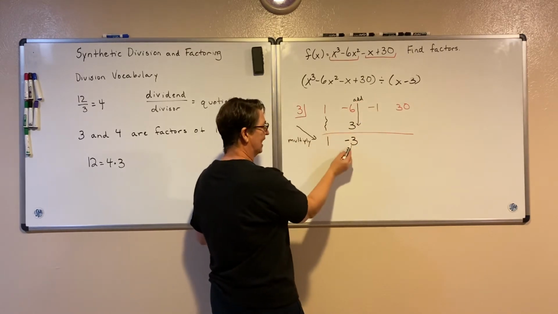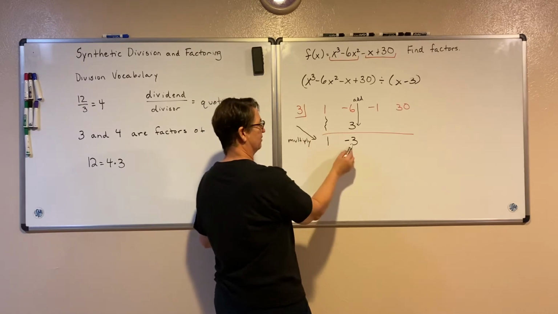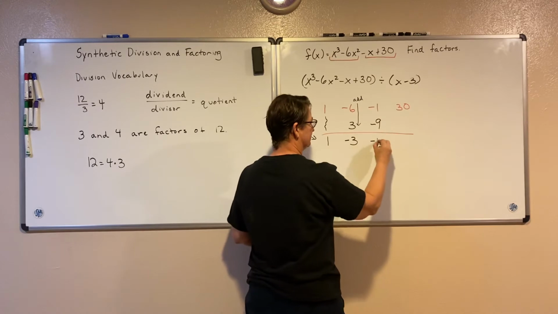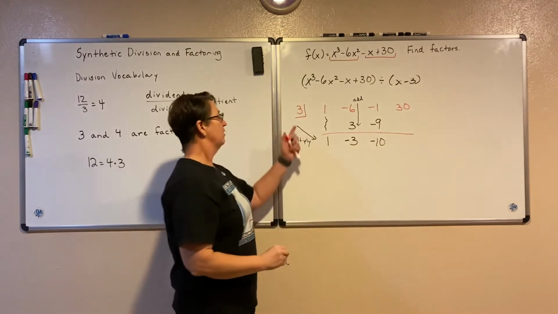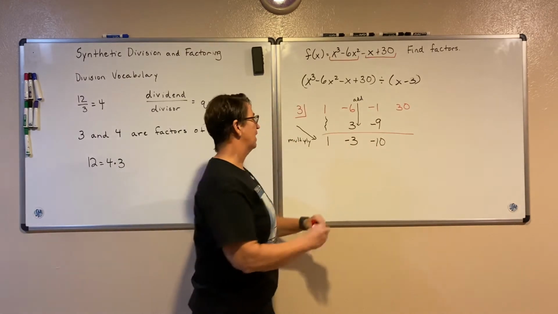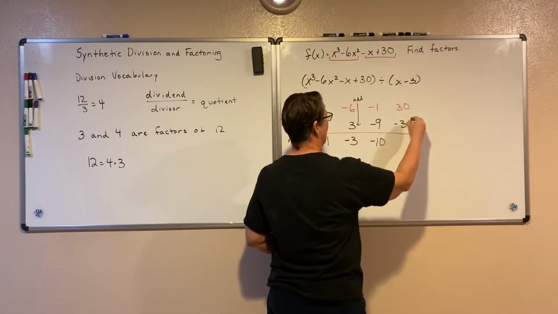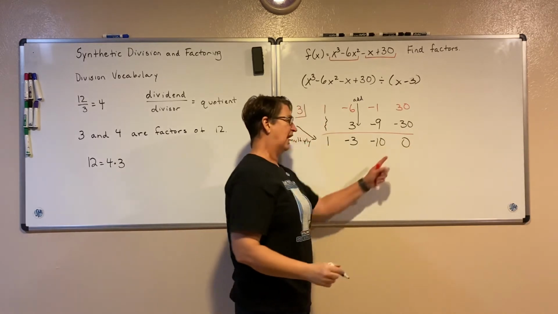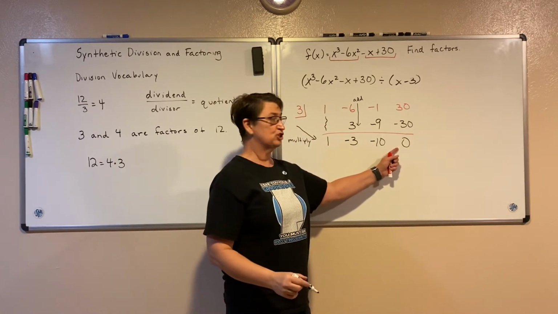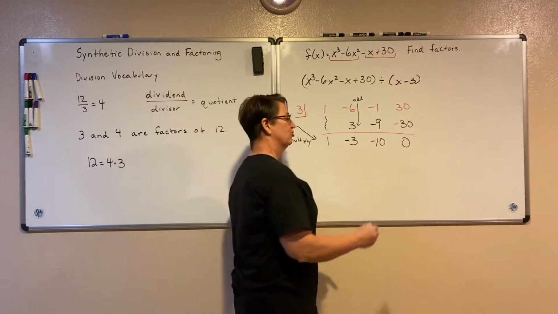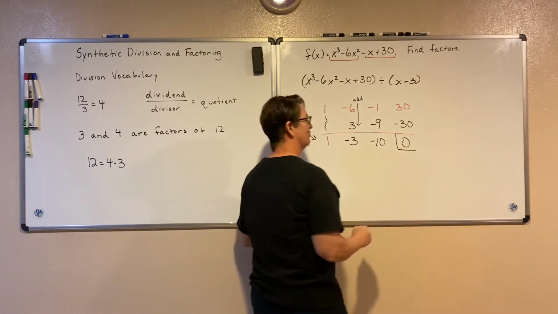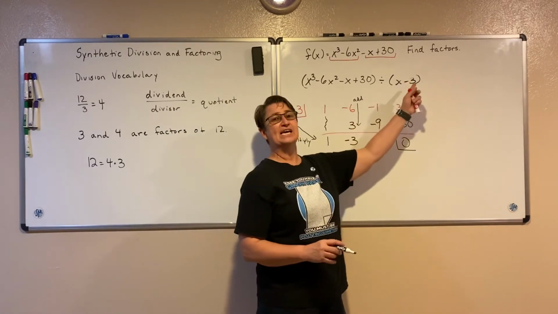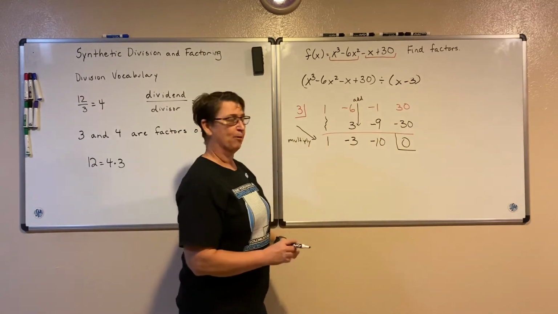Then I'm going diagonally again, so I'm going to multiply. 3 times a -3 gives me a -9. Vertically, I add to get a -10. Diagonally, I multiply to get a negative 30, and vertically I add to get a 0. This last number in our synthetic division is our remainder. So here we have no remainder, which tells me that yes, x minus 3 is a factor of that polynomial.